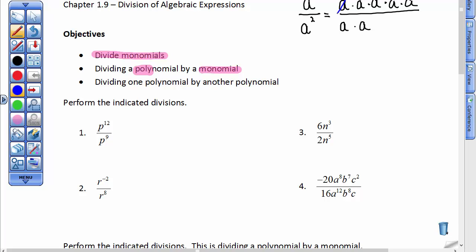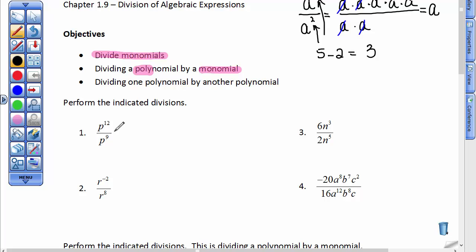Then a over a is equal to the number 1. So they reduce away, if you will. Upstairs, what I have left is 1 times 1, which is just 1, times a times a times a. So I am just left with a to the third power. I want you to notice the original exponents, the 5 and the 2. If I had just taken 5 and subtracted 2, I would have gotten the exponent for my final answer.